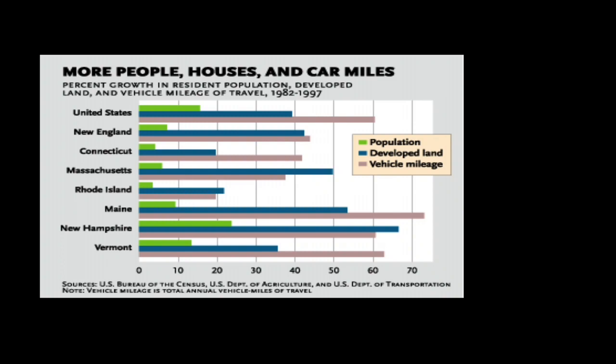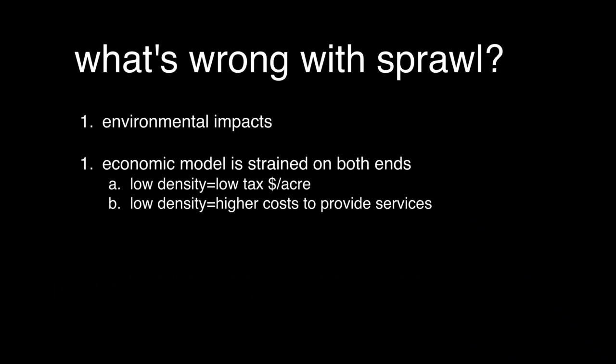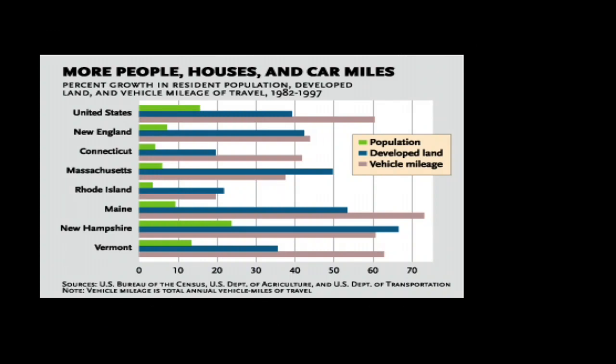So if you look, for example, at a state like Connecticut on this chart, you can see that even though population growth has not grown much, the amount of developed land and the amount of vehicle mileage has, right? And that's characteristic of a sprawl problem. It isn't that we have so many more people in a given region, it's that they live farther away from where they need to work and where they need to shop, and that creates a huge increase in vehicle mileage.